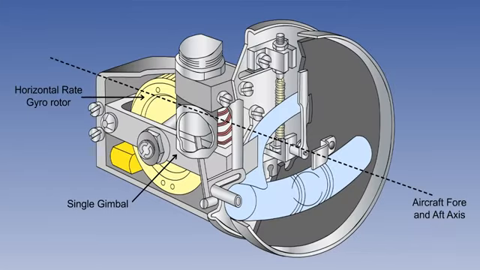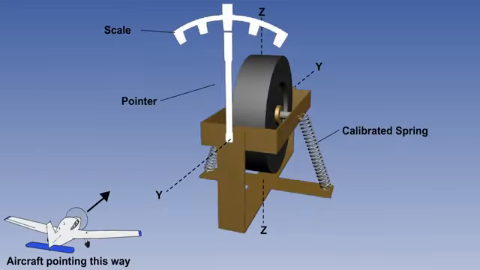The turn indicator uses a rate gyro aligned to the aircraft's horizontal axis. The rate gyro has only one gimbal, and is therefore classed as having only 1 degree of freedom. The way it works is that if the aircraft banks without turning, the gyro axis has the freedom to remain horizontal in its gimbal. However, if the aircraft turns or yaws, in this case to the left, the frame, which is attached to the aircraft, turns with it.